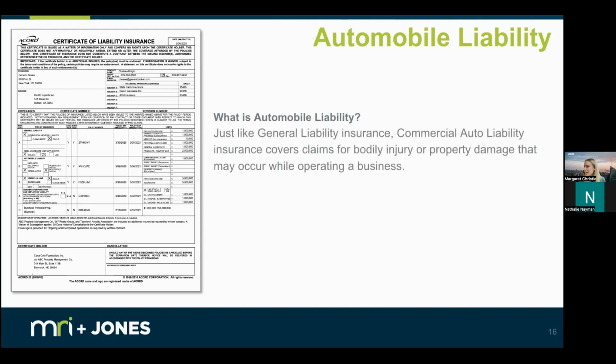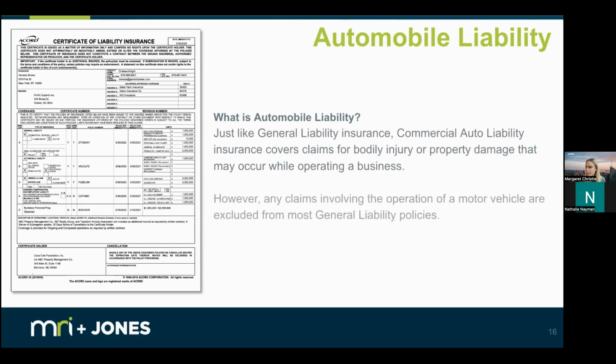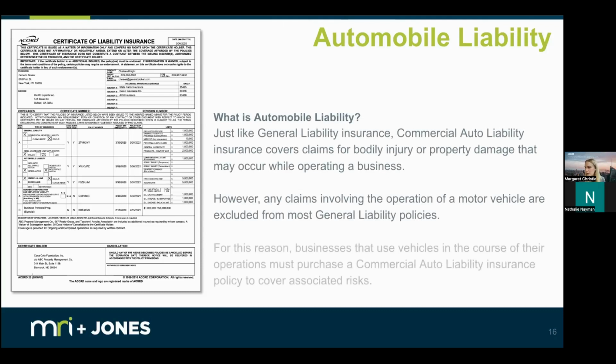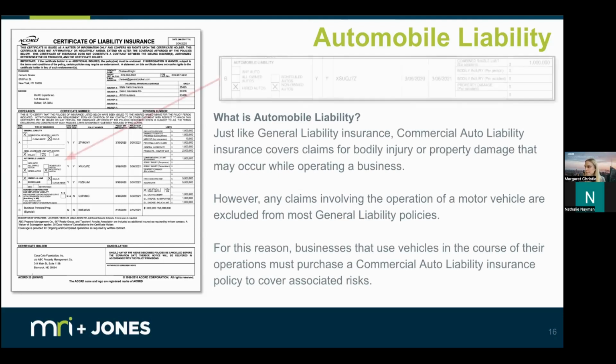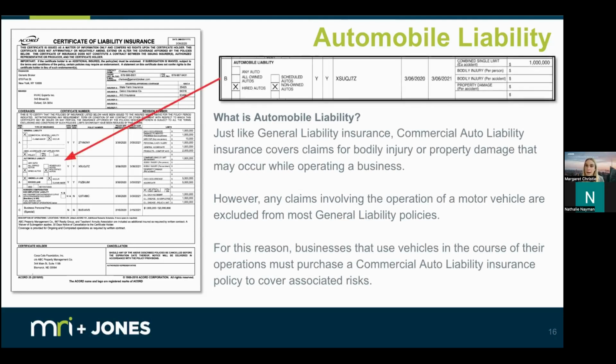So what is automobile liability? Just like general liability, this covers claims for injury or damage, but again, it occurs with a motor vehicle. For this reason, if you have a vendor or tenant operating vehicles on your property, you may wish that they carry commercial automobile liability insurance. So we're going to find it here on a COI. This is always just underneath general liability here on the COI.